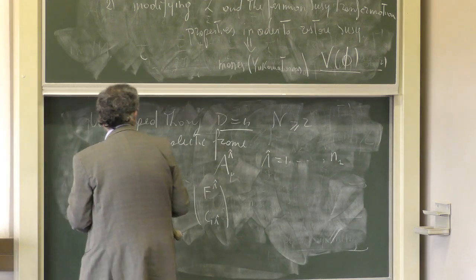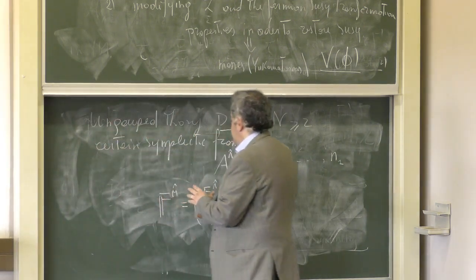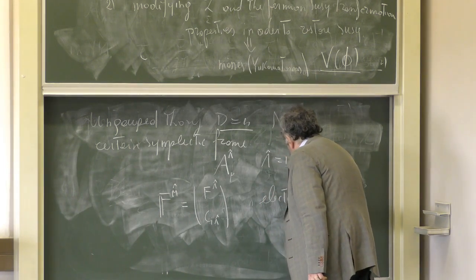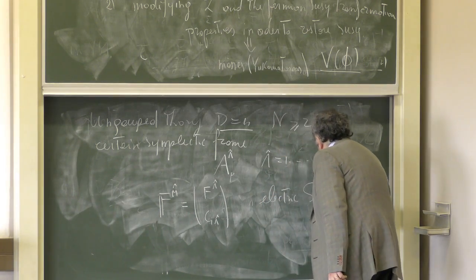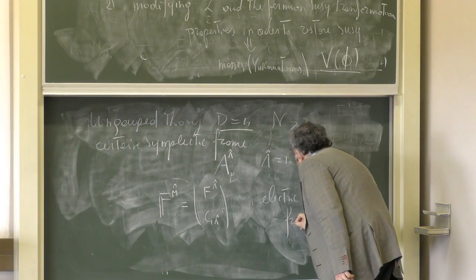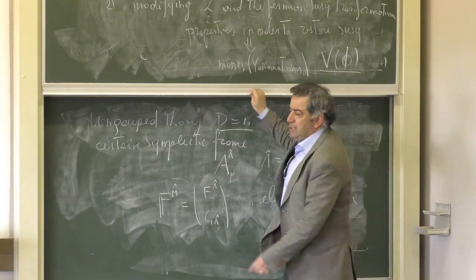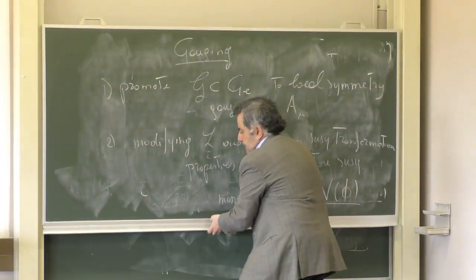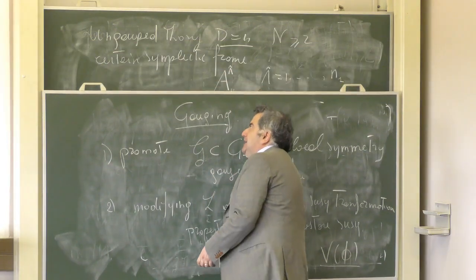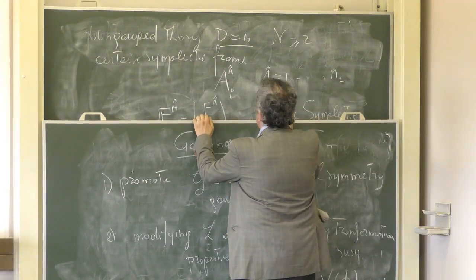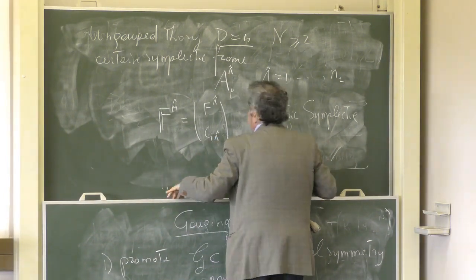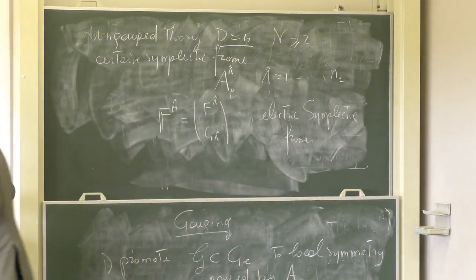Then, this is the original symplectic frame, which we are going to call the electric symplectic frame. Okay, this is our starting point. So we fix an ungauged supergravity, meaning that for any point we are also fixing the geometry of the scalars. We're making a choice. Okay? Next.